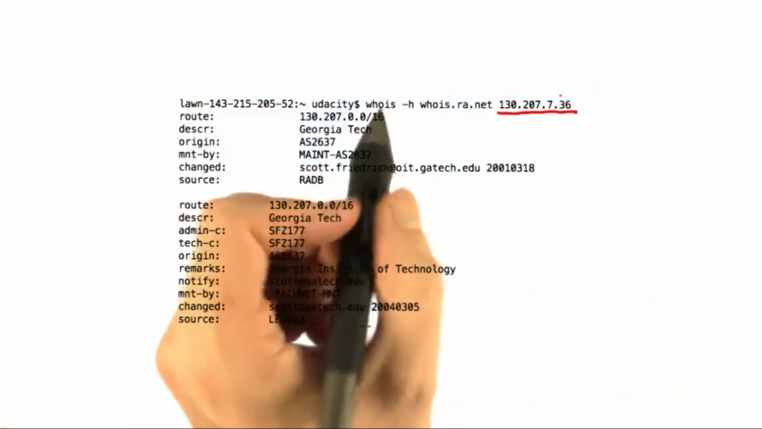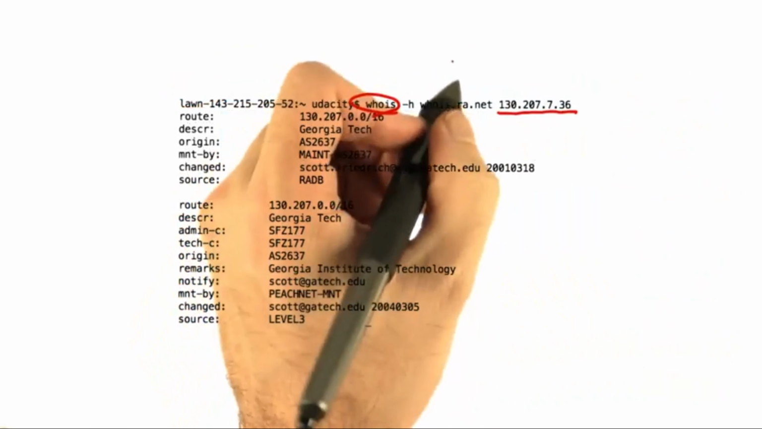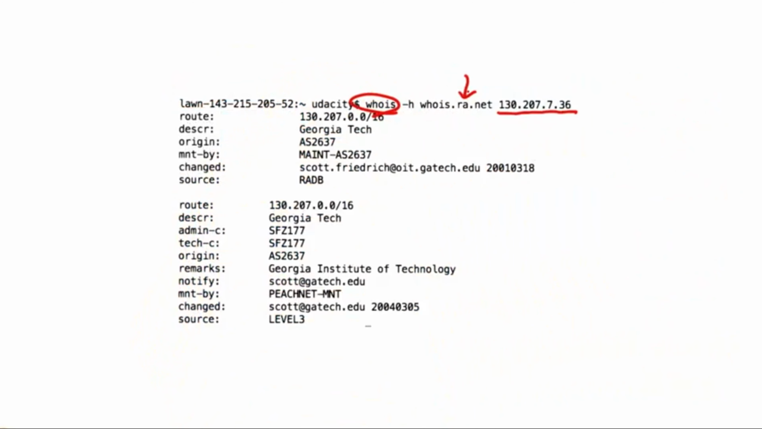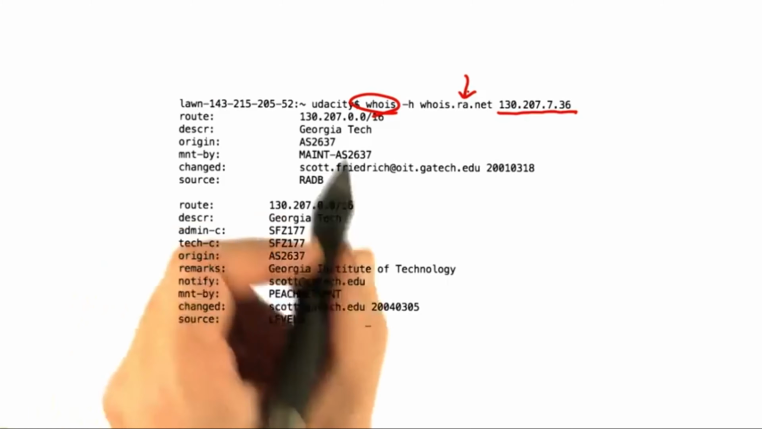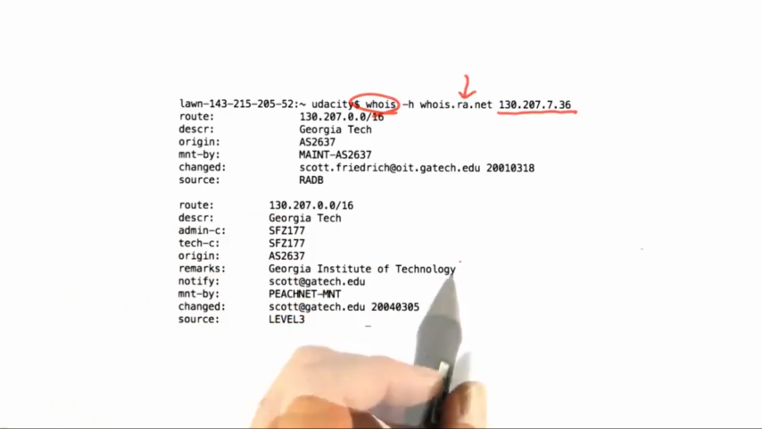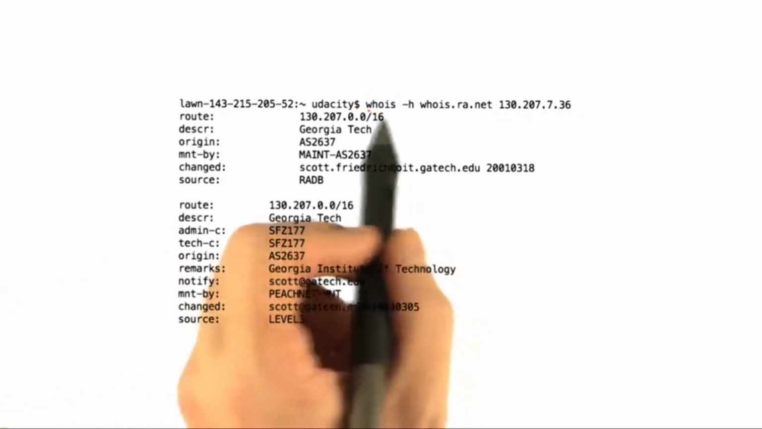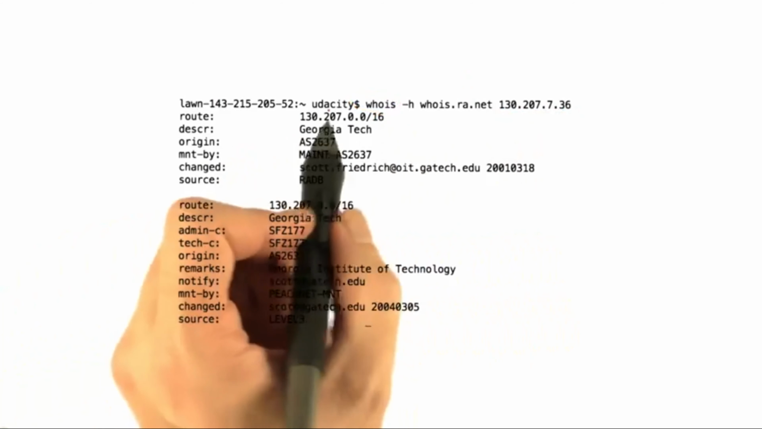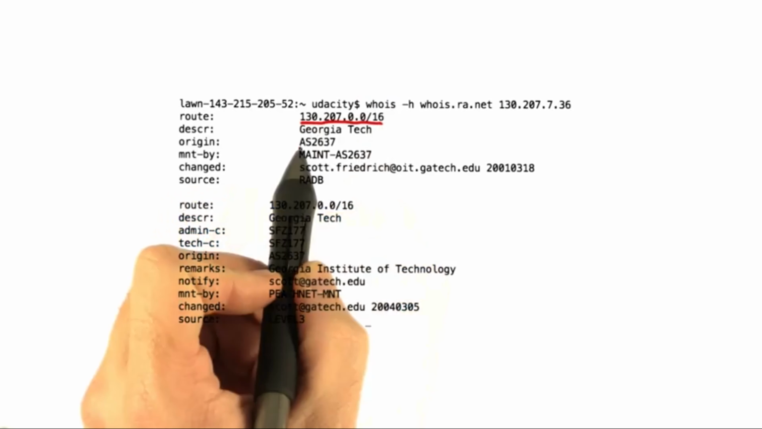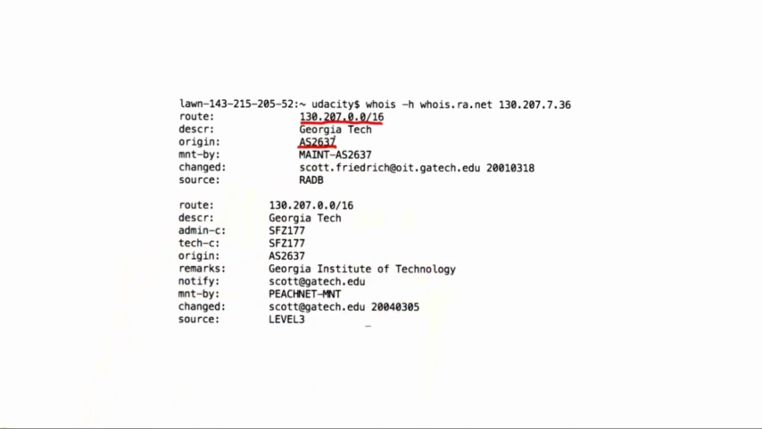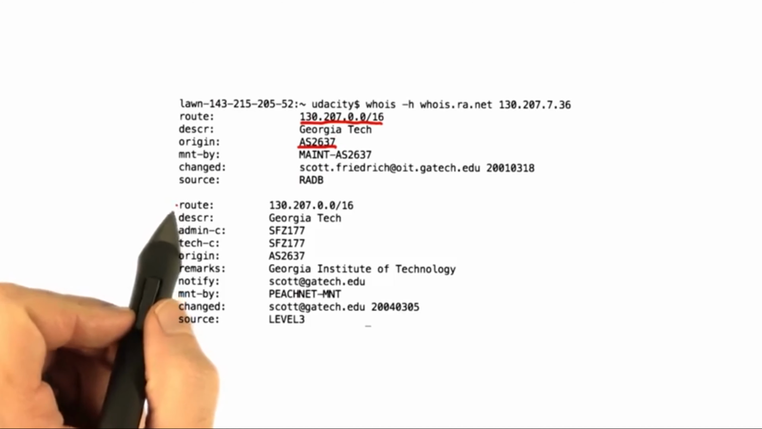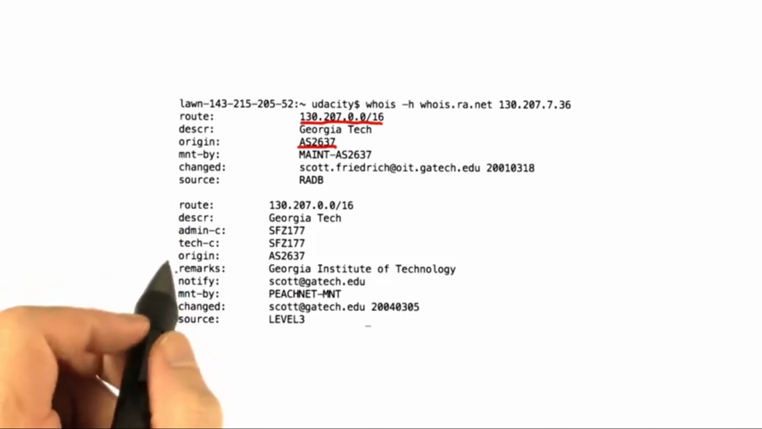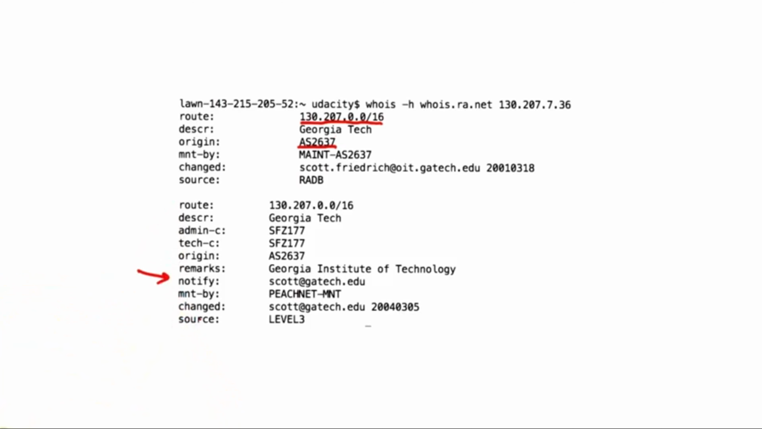Querying an IP address using whois in a routing registry, such as ra.net, will tell you the owner of that particular prefix. For example, if we run a whois query on an IP address at Georgia Tech, it will tell us that that IP address is from a /16 allocation, that Georgia Tech is the owner of the prefix, and it's associated with this autonomous system number. The routing registry entry also gives us some additional information, such as who to contact if we need to contact the owner of this address space.